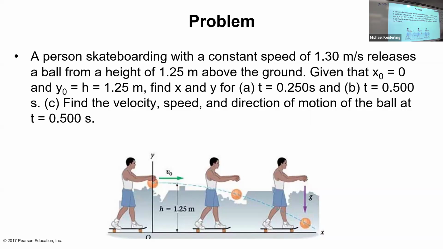So remember, for zero launch angle, these are projectile motion. If the launch angle is 0, v naught y is zero.